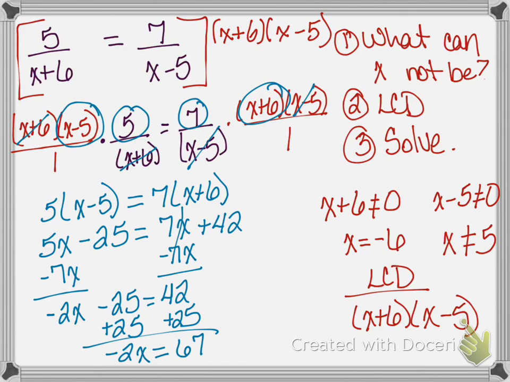Okay? My next step is to divide by negative 2. So x is 67 over negative 2. I always move my negative to the numerator, so negative 67 over 2. You might have written that as negative 67 over 2 like that, and that would have been fine also. Or you could have kept the negative in the denominator. Any of those is fine.